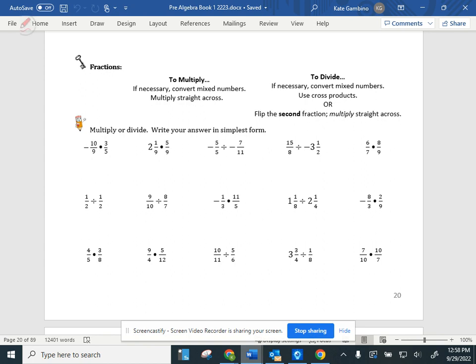So when we have that division, I'm going to flip my dividing to multiplying. So that means I have to flip my second fraction to its reciprocal. Now I know I multiply across.